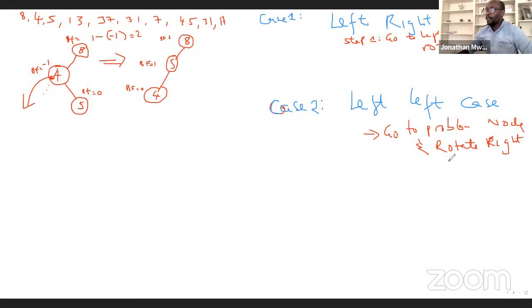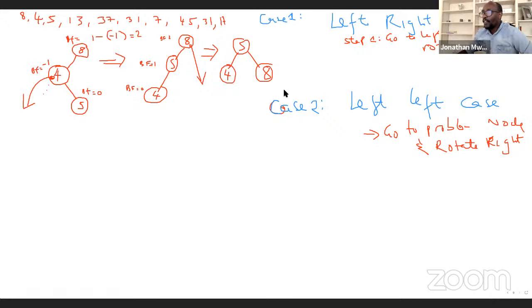Go to problem node and rotate right. So what does that mean? It means go here and pull this right. If we pull right, who becomes the parent now? 5. So 5 now is the parent. 8 becomes here, and 4 is here.